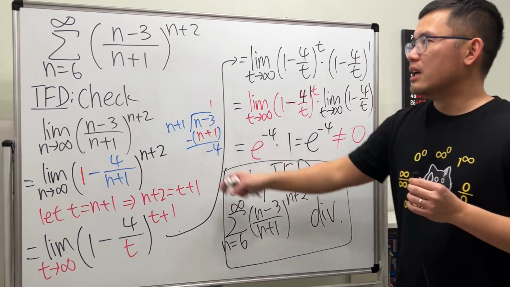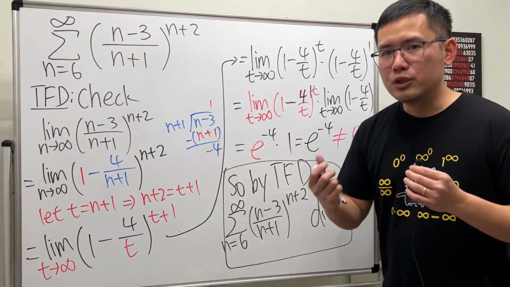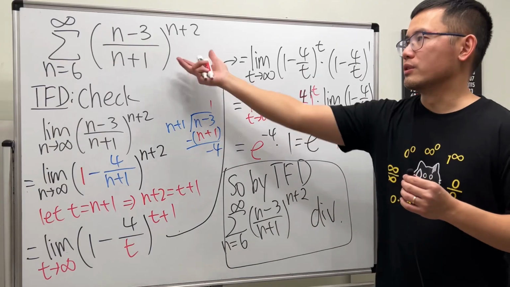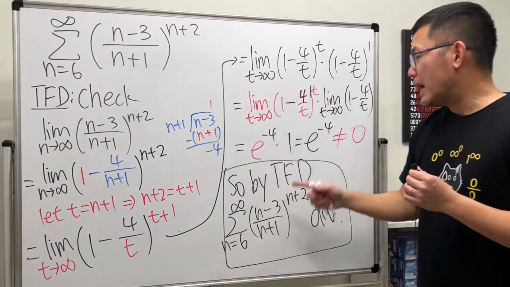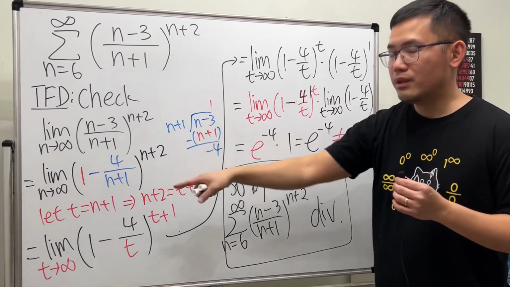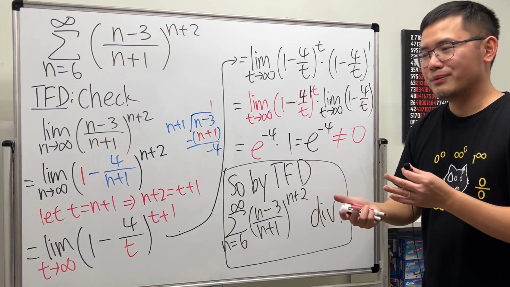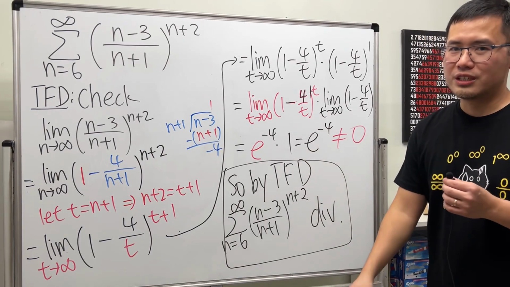And the idea is that eventually we're just adding a bunch of non-zero numbers. So of course that will go to infinity. But if this right here is equal to 0, then unfortunately that would be inconclusive as well.